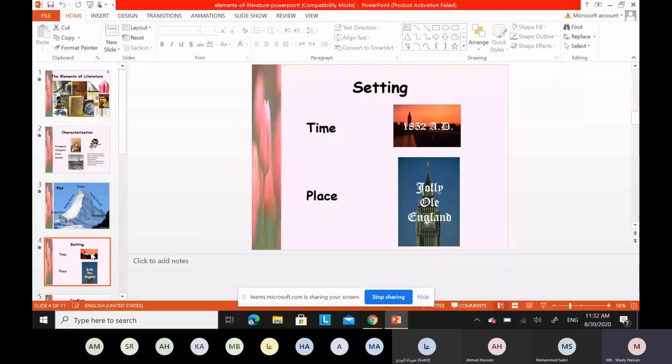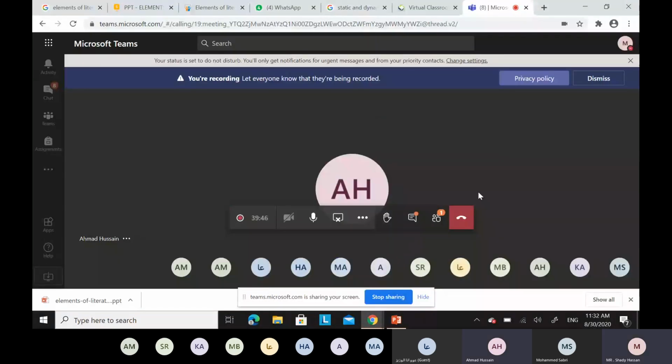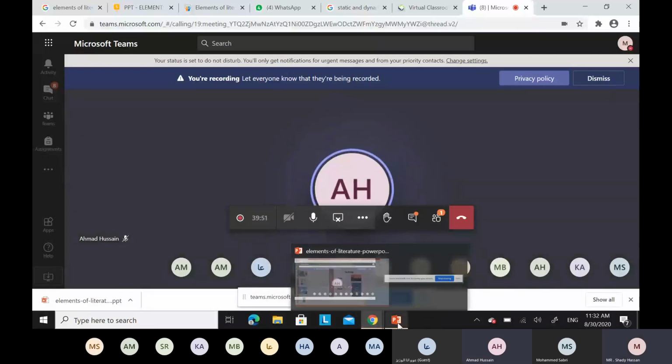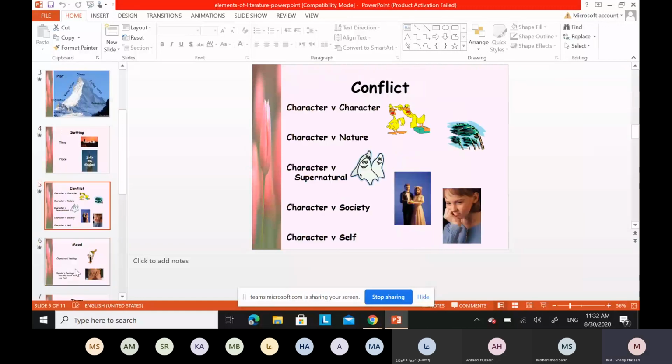When we are talking about another element, it's the setting. Who can tell me what the setting is? It is like the place and time. That's right. We are talking about time and place. Where and when.